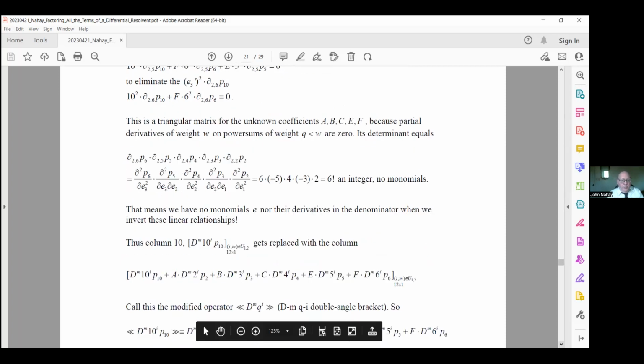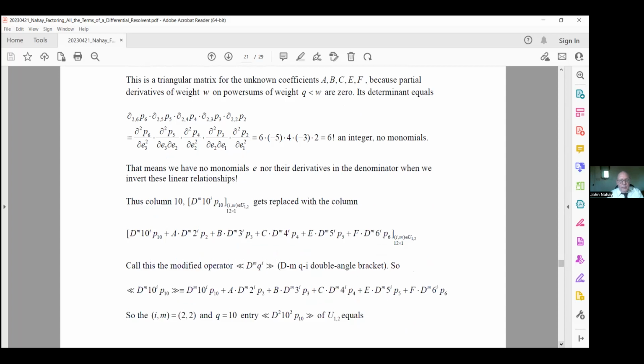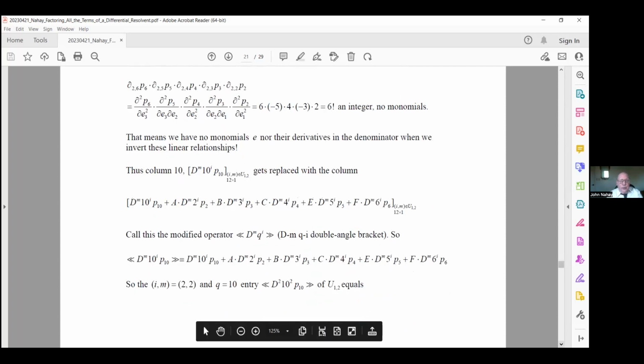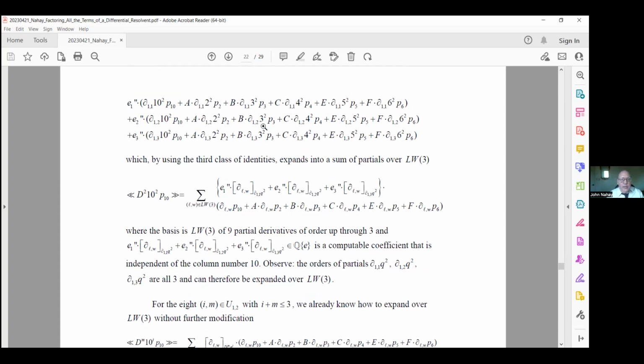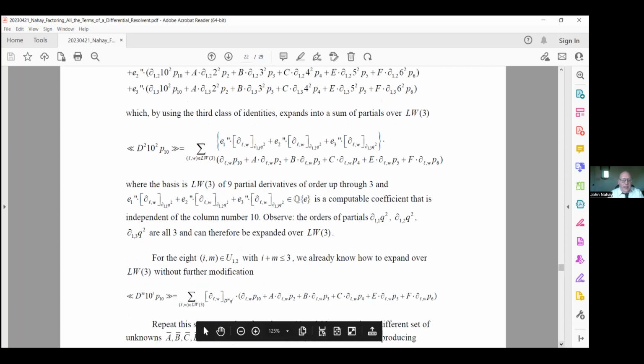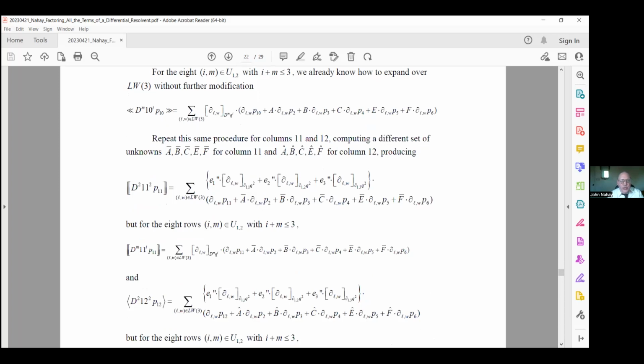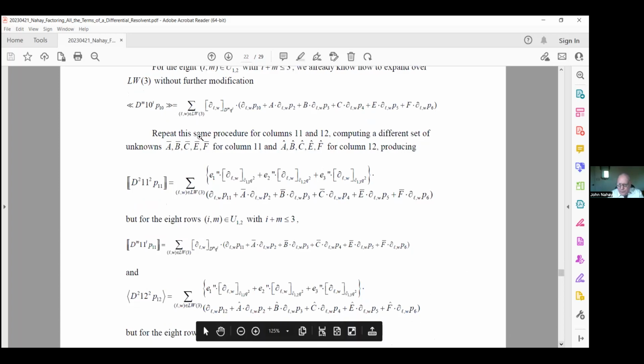And the 10th column gets replaced with this linear combination, this modified one. You do the same for columns 11 and 12. This is what remains in column 10, row d square q square. And you do the same thing for columns 11 and 12, but with a different set of linear combinations, a different set of coefficients that you have to solve for.